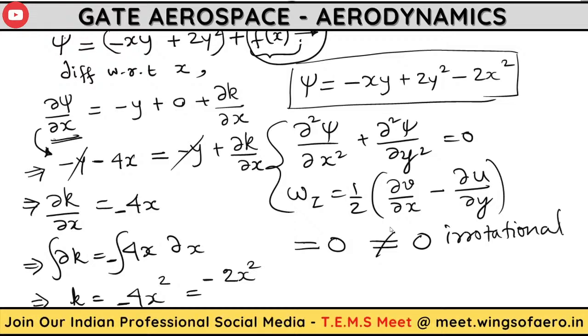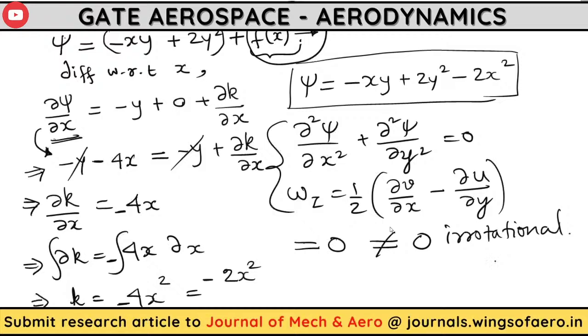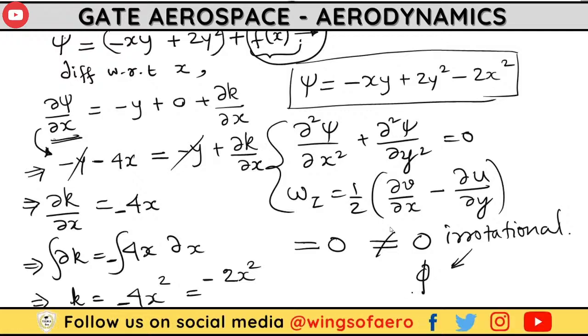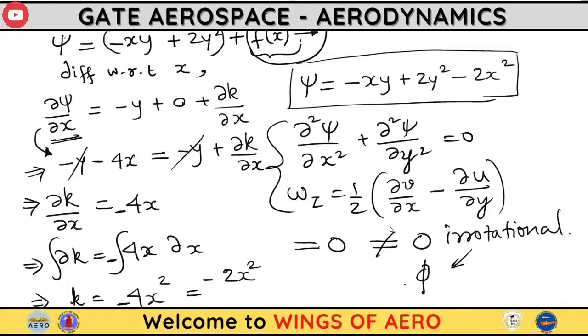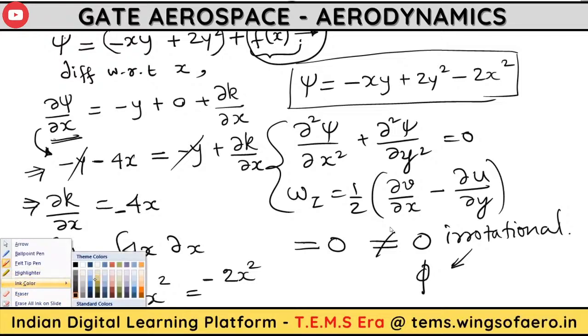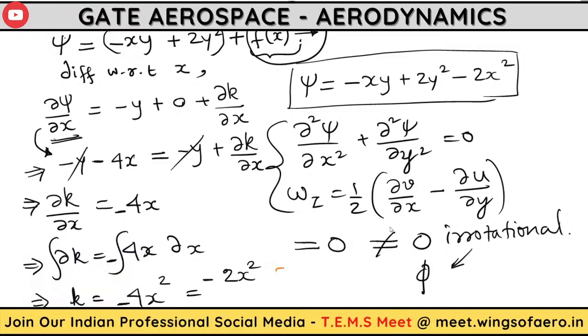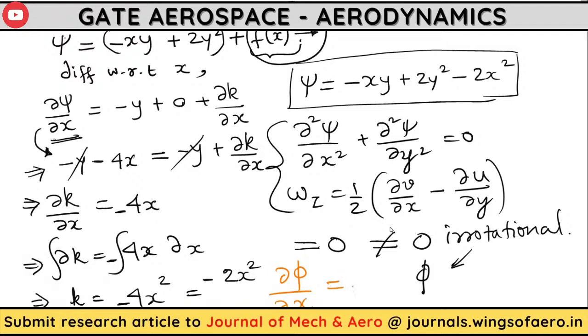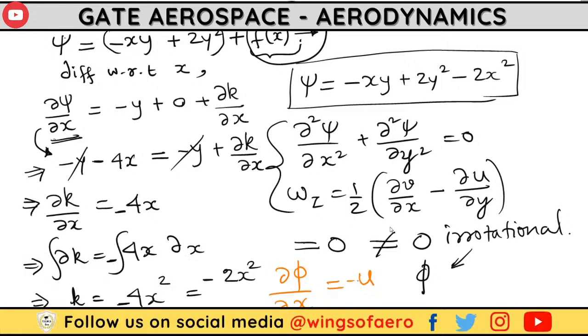It has become irrotational. Now, what they have asked in the question: if it becomes irrotational, then you have to find out the velocity potential, that is phi. How can you find phi? Del phi by del x equals minus u. Then integrate with respect to x.